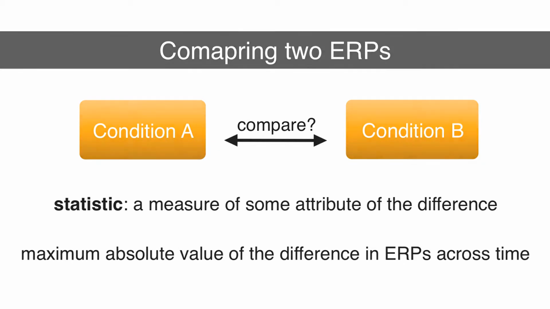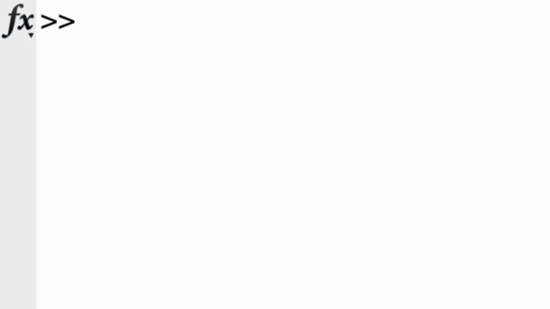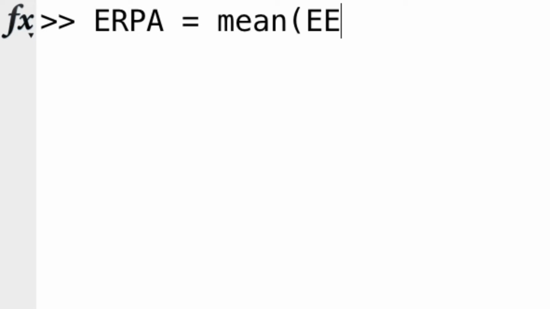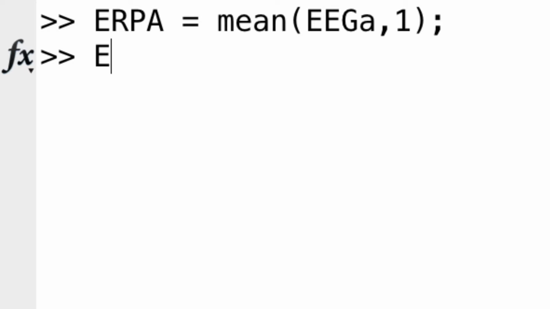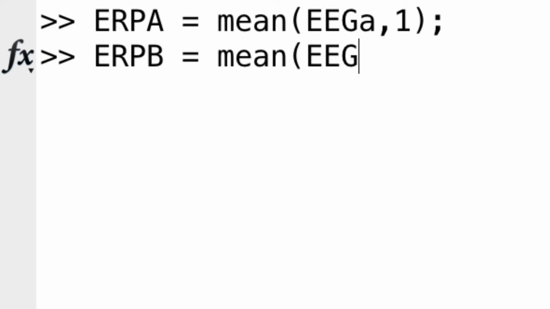Let's compute this statistic in MATLAB. To do so, we'll start by defining a new variable, ERP from condition A. To do so, we'll take the mean of the EEG data from condition A across trials. Let's also define the ERP from condition B. And again, we'll take the mean, in this case, of the EEG data from condition B across trials.